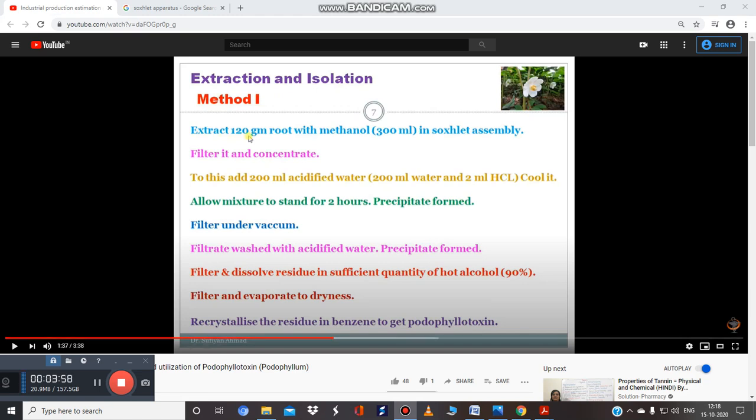Recall again. 120 gram extracted with methanol, Soxhlet assembly. Then we will filter it, concentrate it. Then we will add acidified water. Allow the mixture to form precipitate. We will dissolve the precipitate in the hot alcoholic solution after the washing or the filtration of the acidified water. Next we will filter and evaporate to dryness, then we will recrystallize. So recrystallization is another important step in the isolation of the podophyllotoxin, because we have to recrystallize the residue in benzene to get the pure form of the podophyllotoxin.